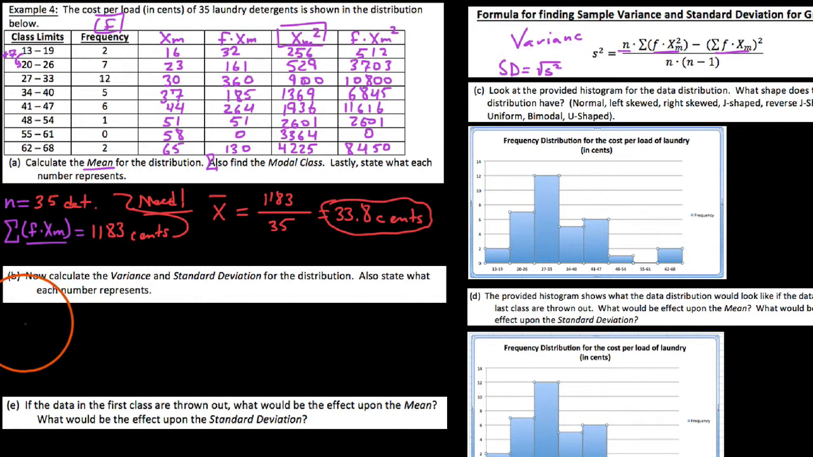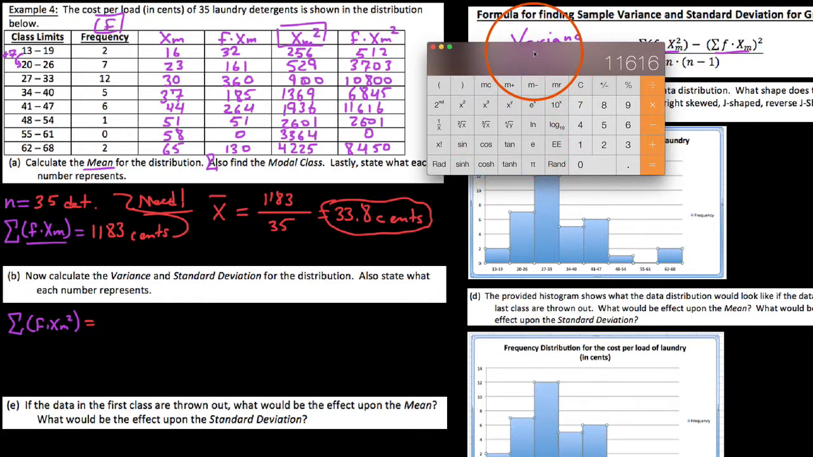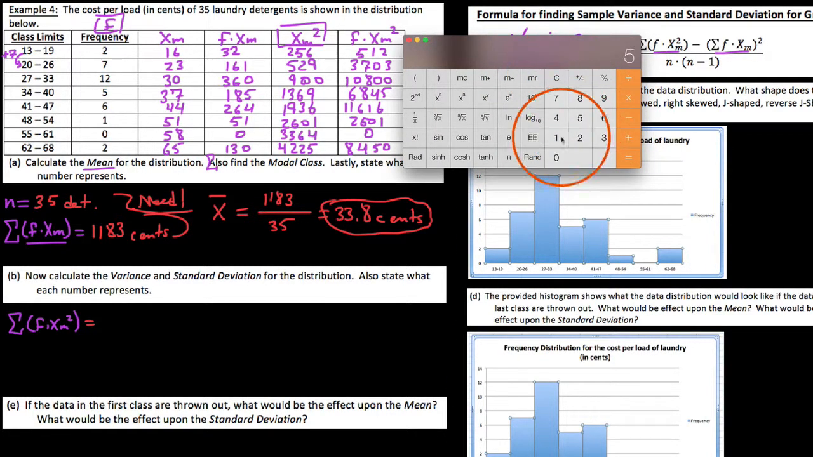So now what we need is the sum of our squared data, that is frequency times class midpoint squared. We get a sum here, and that sum comes out to be the sum of this entire column. So adding all of these up here, let's do this. 512 plus 3703 plus 10800 plus 6845 plus 11616 plus 2601 plus 0 plus 8450, and we get a grand total of 44527.